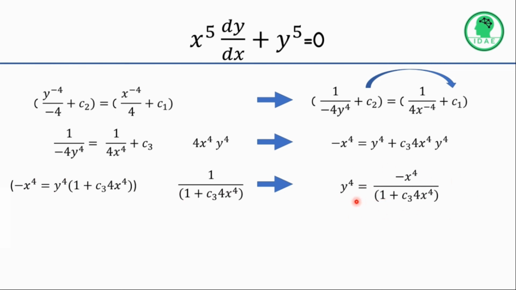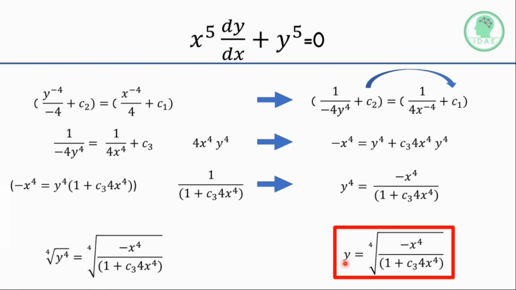Now of course, you can leave your result like this, but this is not the answer, this is not the solution, because we need to find a solution for y, not y to the 4th. Well, it's pretty simple. You just take the fourth root of both sides, right? So doing this, we'll get this equation over here, right? Now, of course, this is the result. y equals the fourth root of negative x to the 4th over 1 plus C3 4x to the 4th, right? Now, this is the answer.